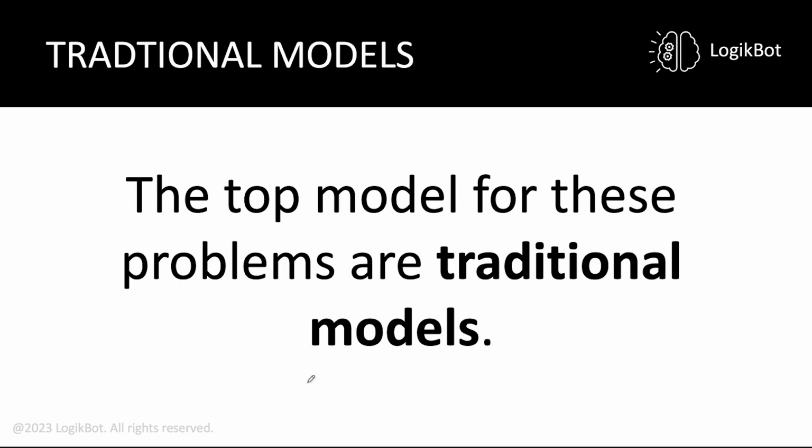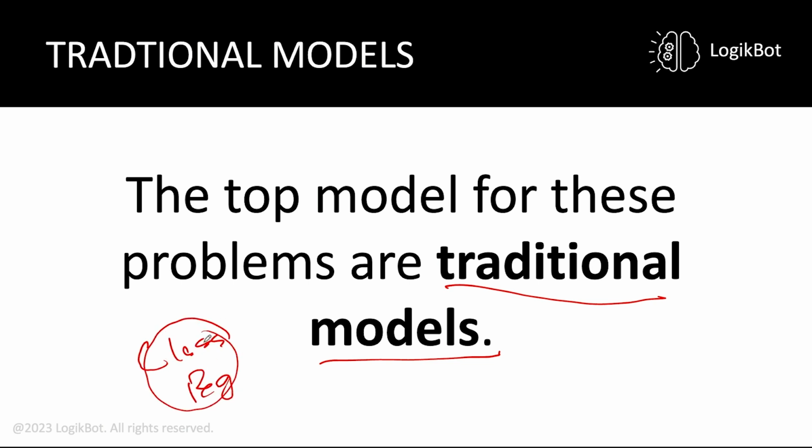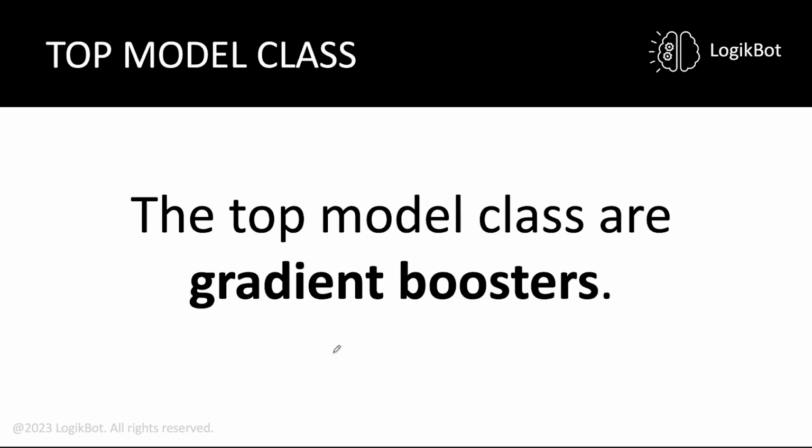All right. The top models for these problems are traditional models for classification and for regression problems, all right? Traditional models, not deep learning models. You can use deep learning models, but they're not the best model. The top model class for these are called gradient boosters, right? So the top model class for regression and classification problems is gradient boosters.